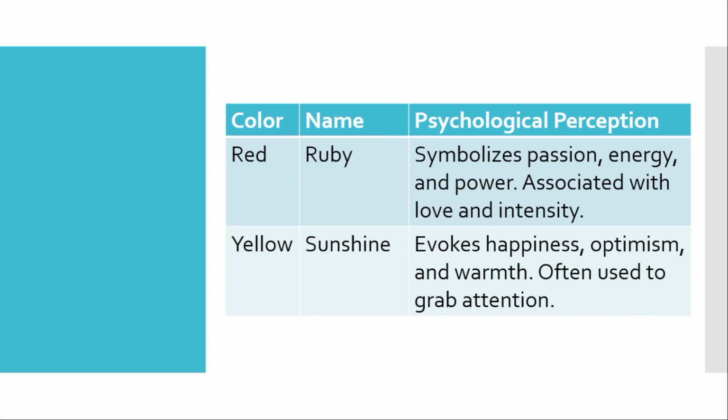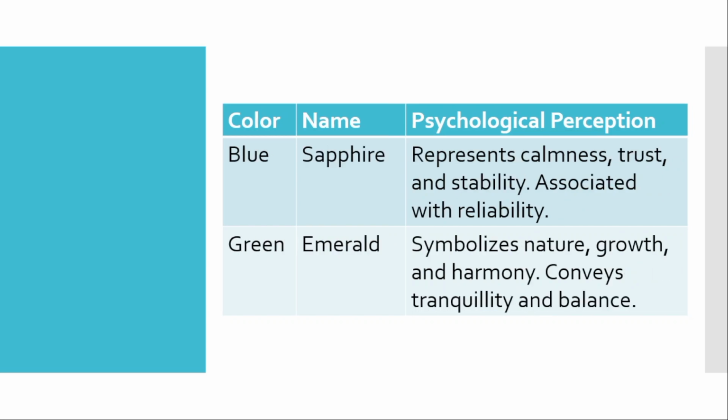Yellow, the psychological name or perception is called sunshine. This evokes happiness, optimism, and warmth, often used to grab attention. Yellow, I think, is one of the shouty colors that attracts attention. The next one is blue, which is seafarer, and this represents calmness, trust, and stability, associated with reliability.